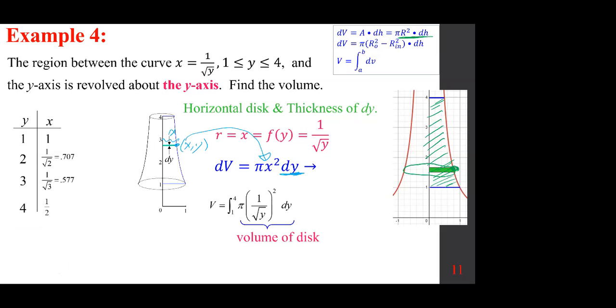Now that's a typical disk, and we are going to sum them up with the integration from 1 to 4. Now this is easy. Pi remains, and 1 over y dy gives us natural log. So ln of 4 minus ln of 1, times pi, and ln of 1 goes to 0. So you're left with pi ln of 4. And that's what I mean. This is a precise answer, and you're done, and you want to keep it that way, everybody. Precise answer.